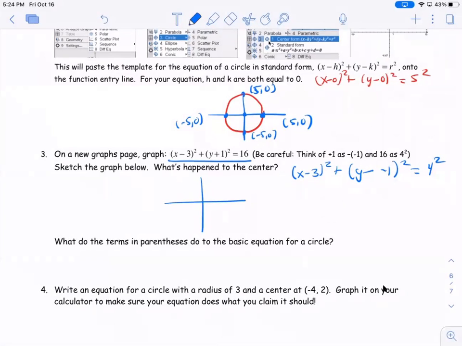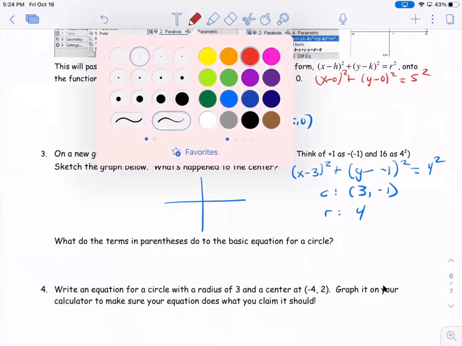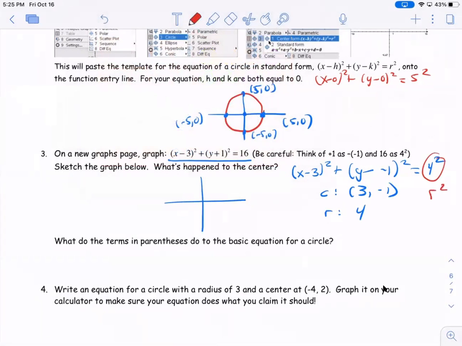So now we're going to sketch the graph that we just found, and the center here was at (3, -1). So I'm going to write that down. Center was at (3, -1), and the radius is 4. And we know that from our equation, right? This is r squared. So I'm going to plot the center at (3, -1). And then the radius is 4.